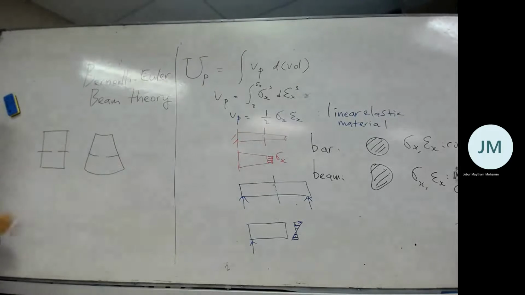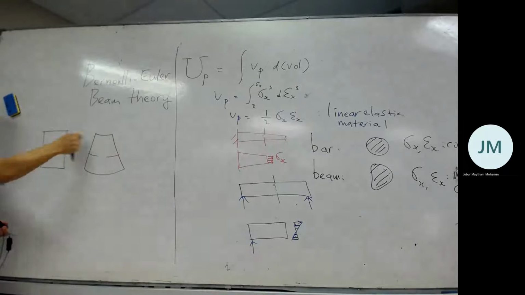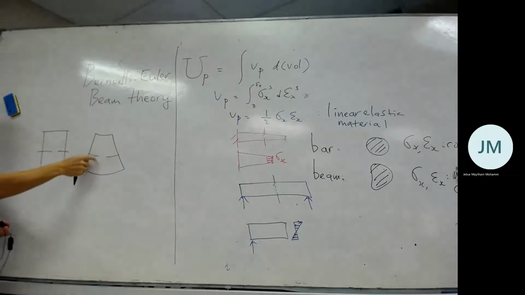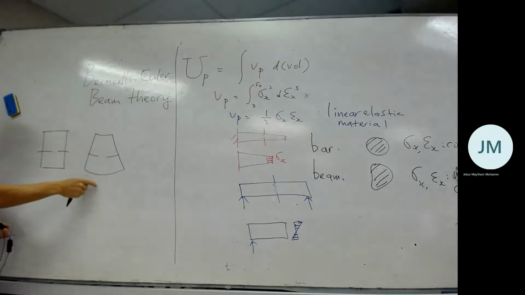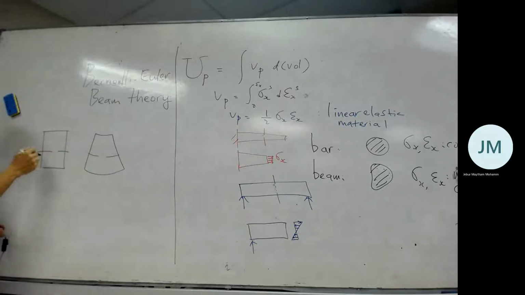This is the neutral axis, the length remains the same. So under bending, this is what happens. The top part is in compression, so all the length becomes shorter. The bottom part, all of the bottom part, is in tension. All the length here, if we measure this length here, becomes longer.